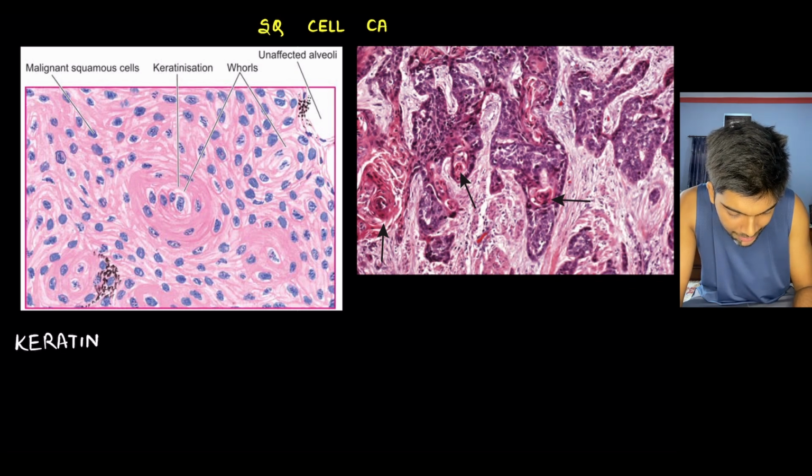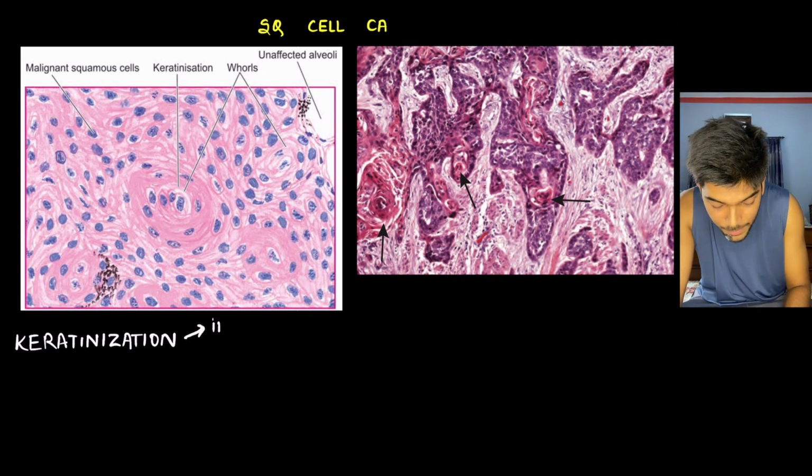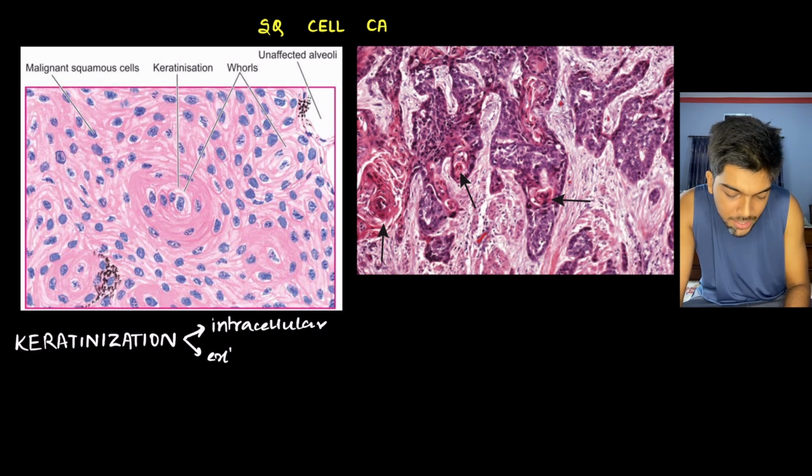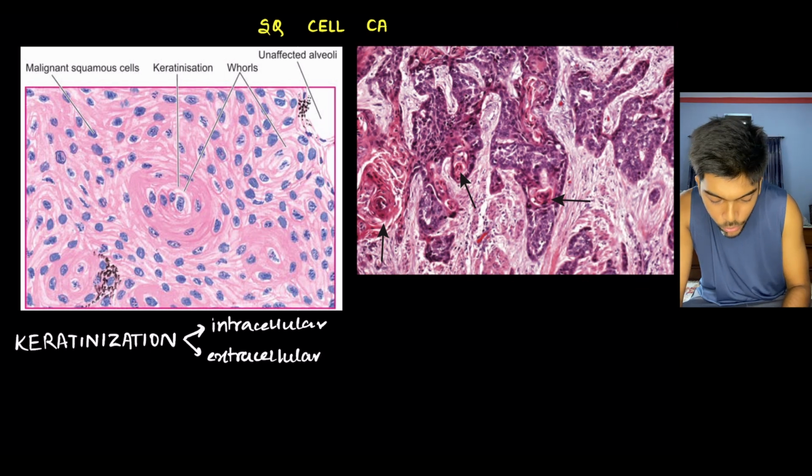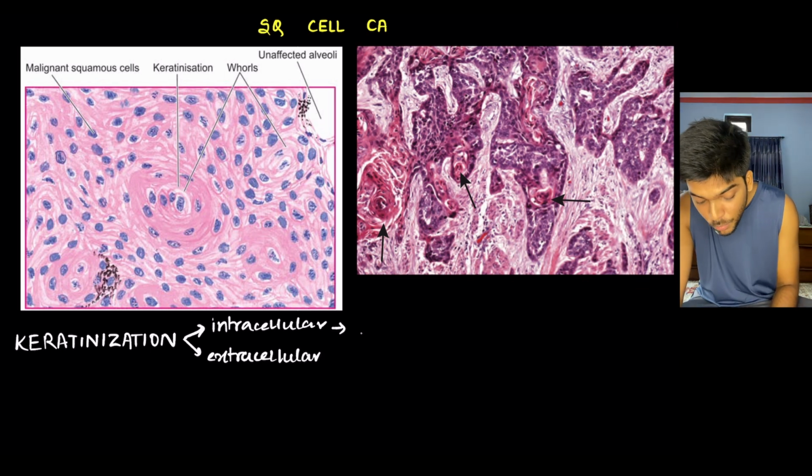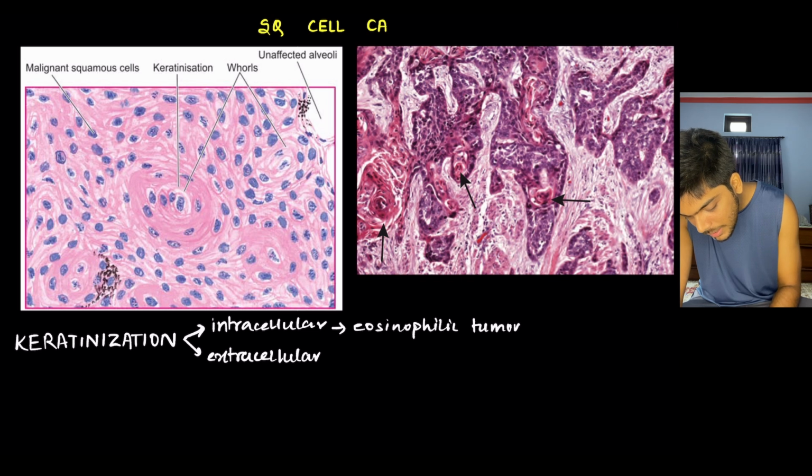Number one, keratinization, that is deposition of keratin. If the deposition of keratin takes place within the tumor cell, that is intracellular keratinization, and outside the tumor cell in the matrix, that is extracellular keratinization. Due to deposition of keratin within the tumor cells, they become eosinophilic. So eosinophilic tumor cells.